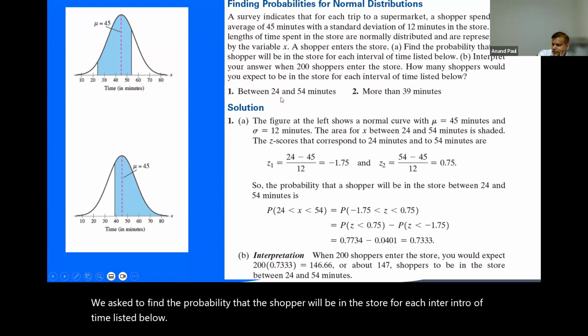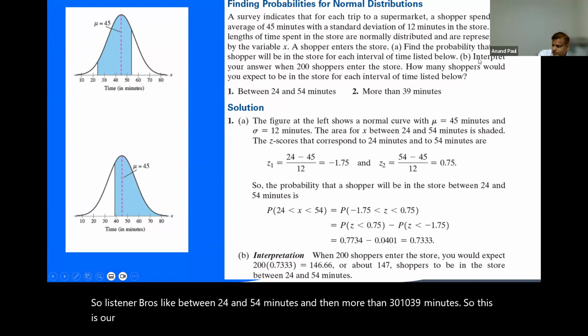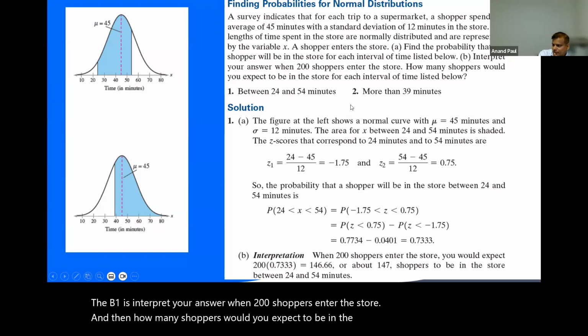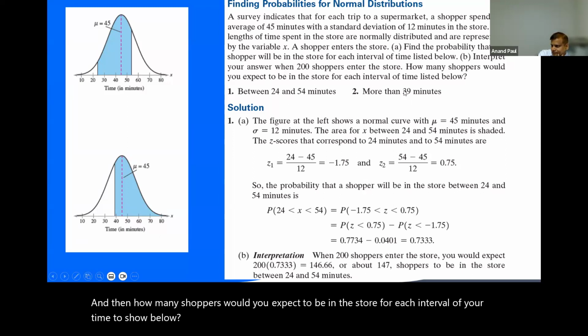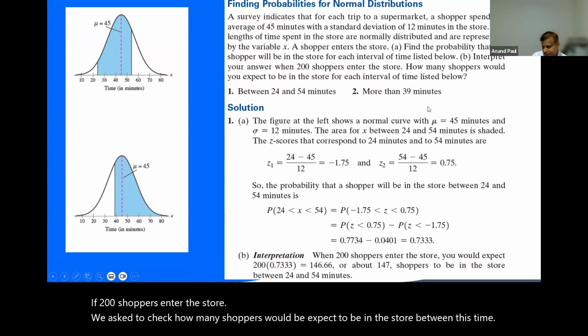Listed below are between 24 and 54 minutes, and then more than 39 minutes. So this is our first, A problem. The B one is to interpret your answer when 200 shoppers enter the store. And then, how many shoppers would you expect to be in the store for each interval of time listed below? Again, if 200 shoppers enter the store, we're asked to check how many shoppers would be expected to be in the store between this time and more than 39 minutes.